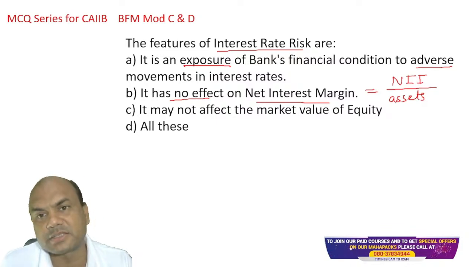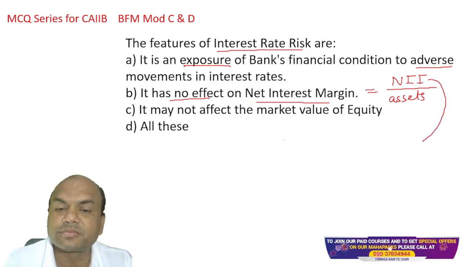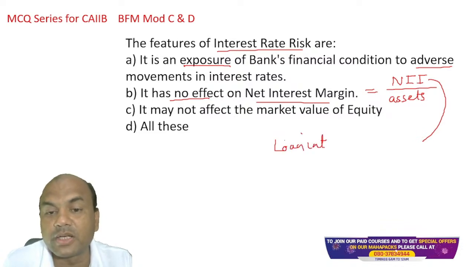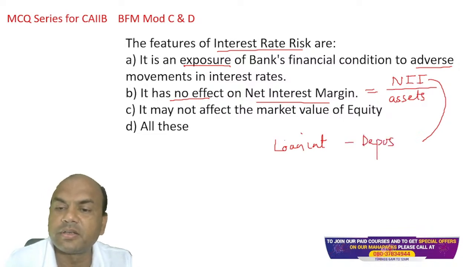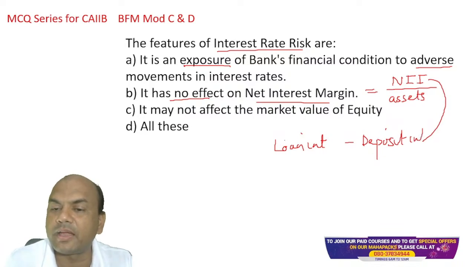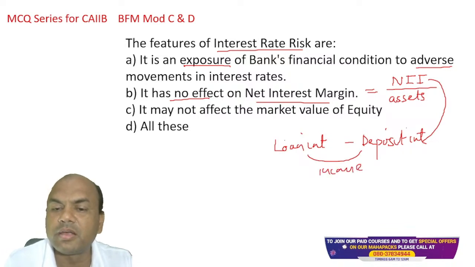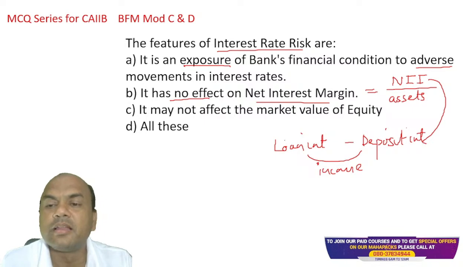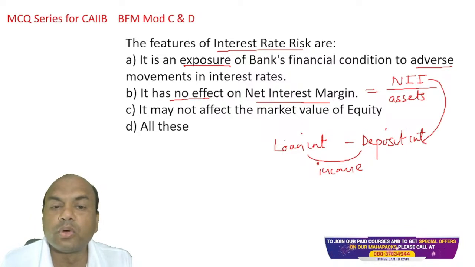NII upon performing assets. Now what is NII then? NII means the loan interest which I receive minus the deposit interest. That difference is known as my NII. That is my income, isn't it? This is the income of the bank. How does the bank earn? Bank gives loans and gets interest, and takes deposits and gives interest. The difference is the income. So that is NII. When I divide this NII by the performing assets, I get NIM.